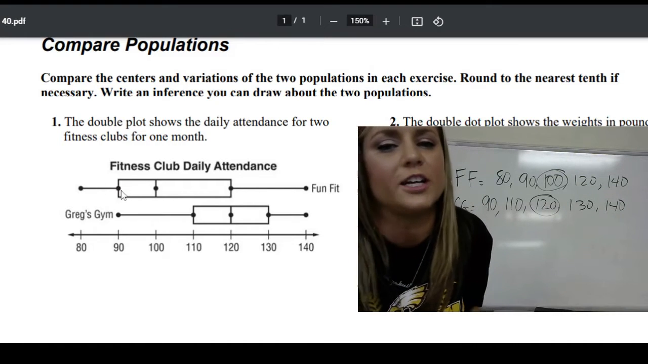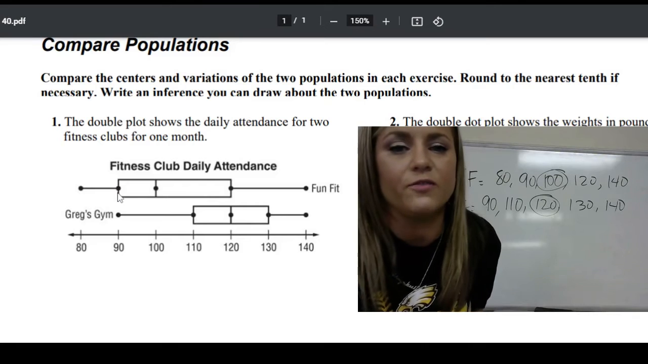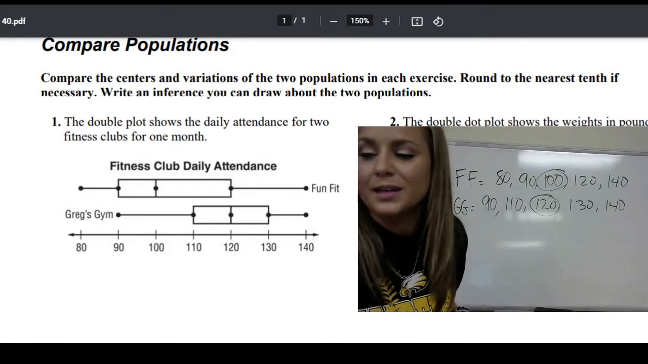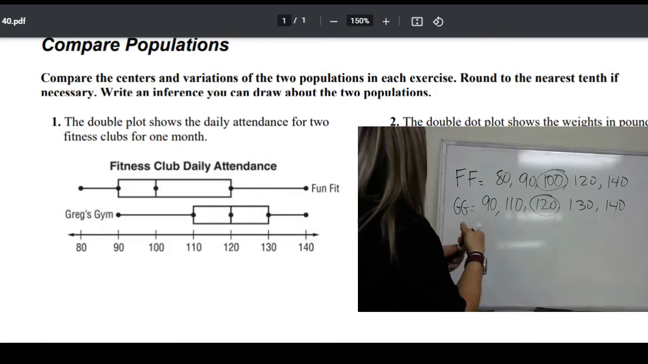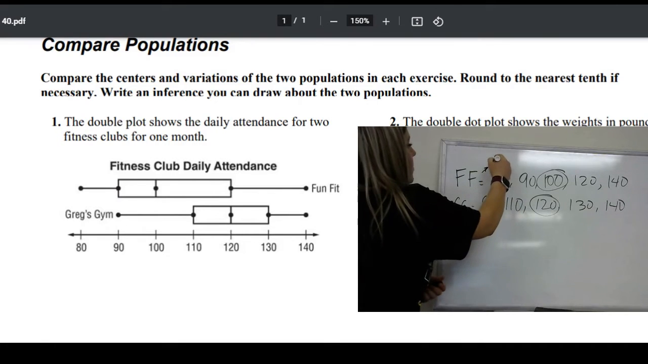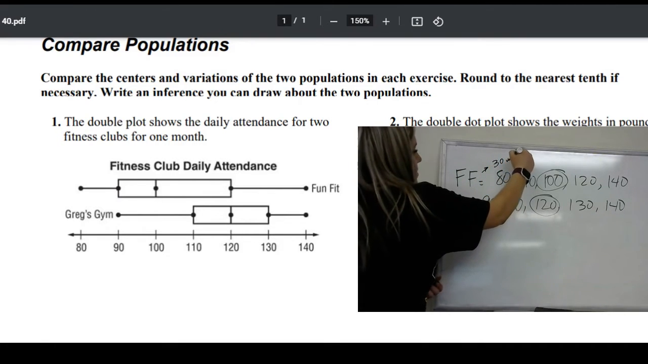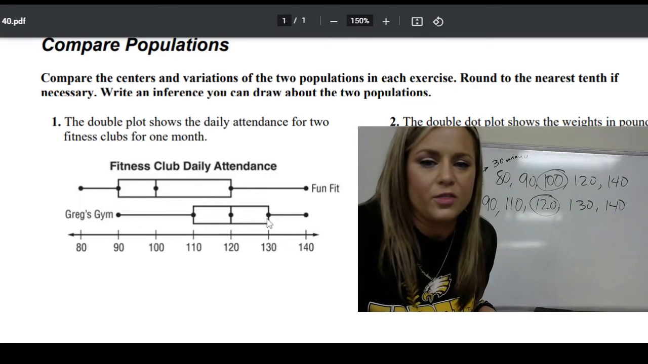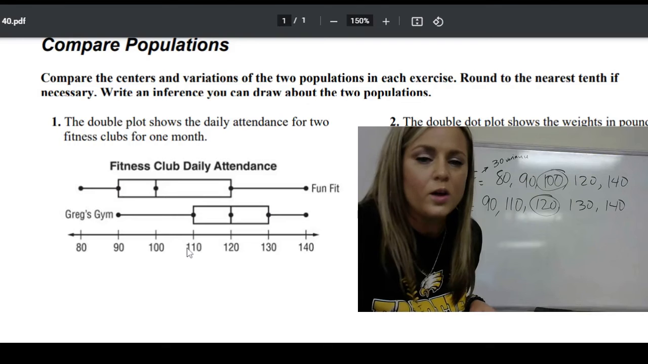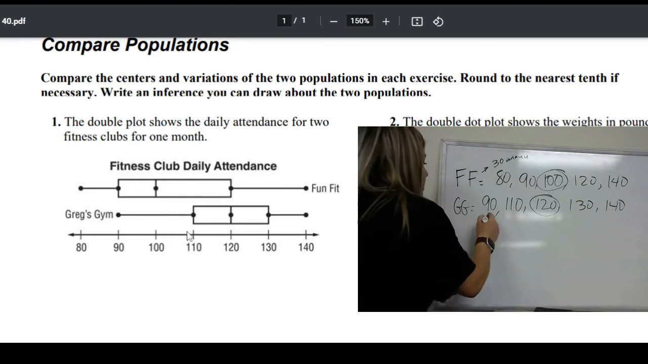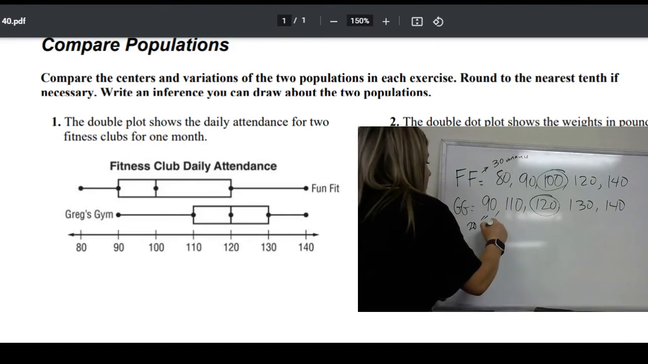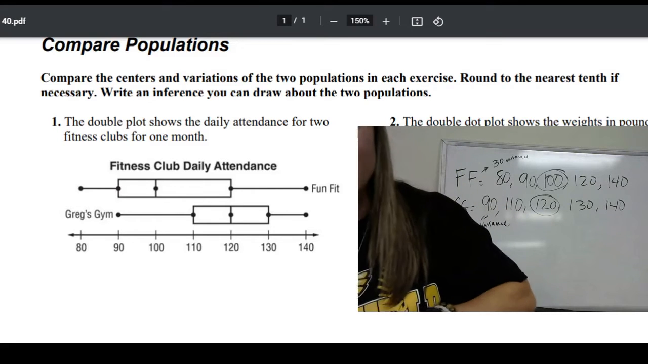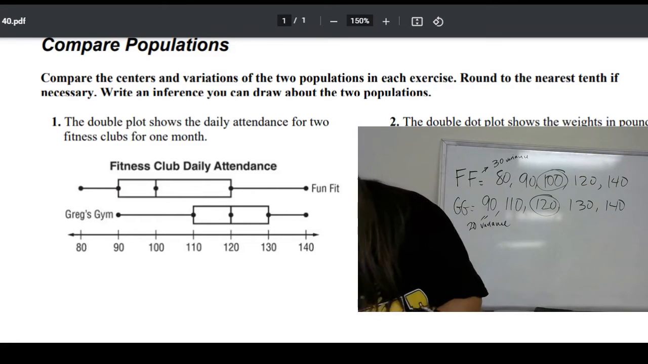All right, so let's look at the variation. The variation in Fun Fit, if I take the interquartile range, 120, and I subtract it from 90, I get 30. So Fun Fit's a 30 variance, right? And then if we look at Greg's Gym, we can take 130 and subtract it from its low, 110, and we get a 20 variance, 20 variance. I have great handwriting.